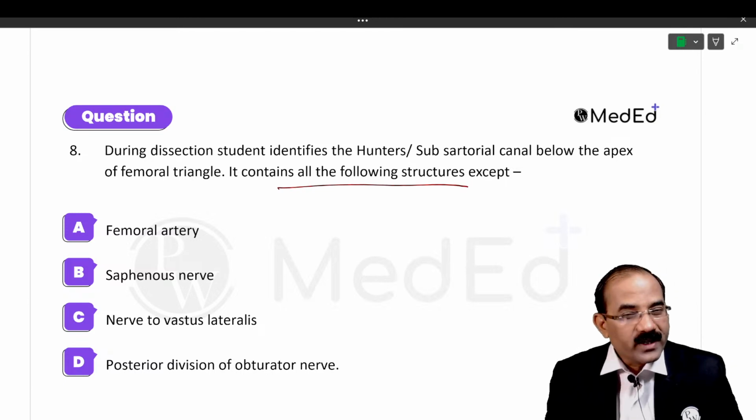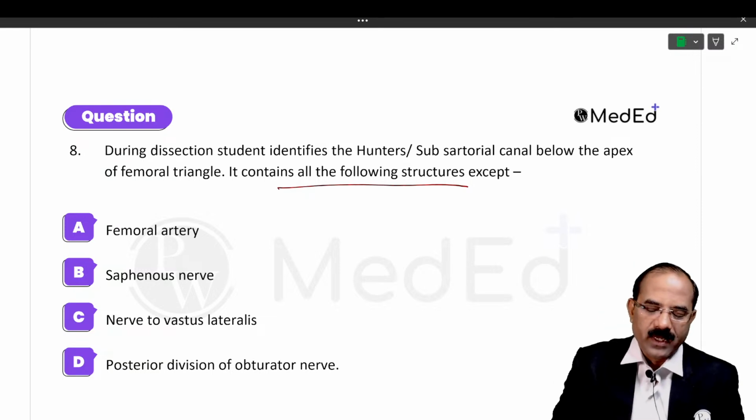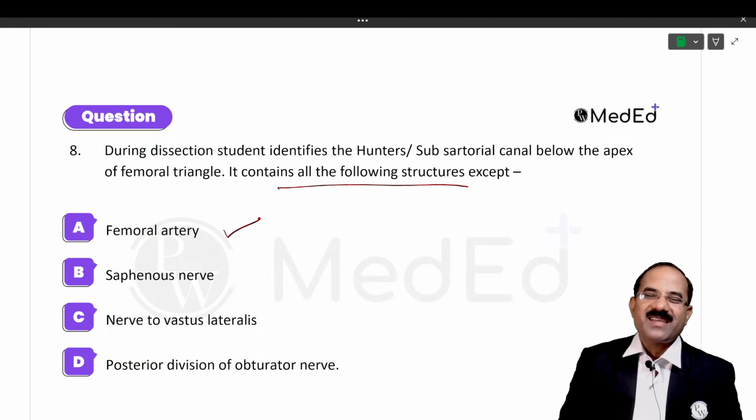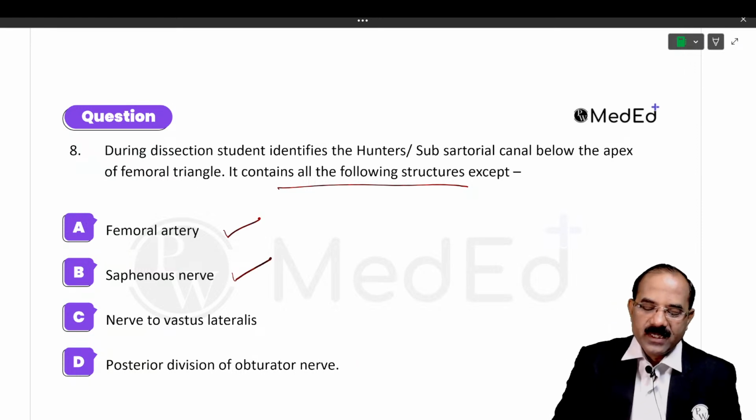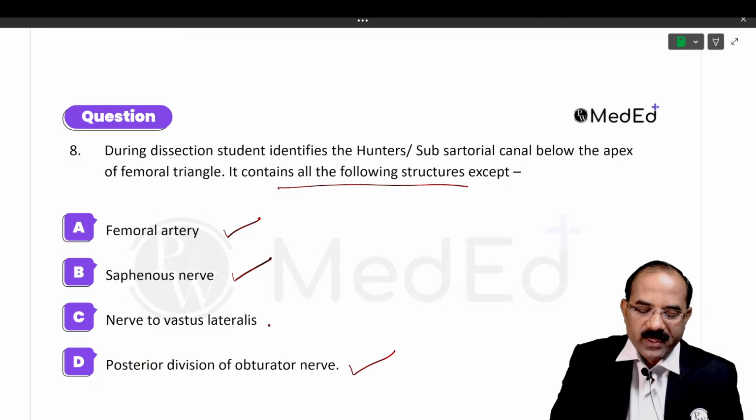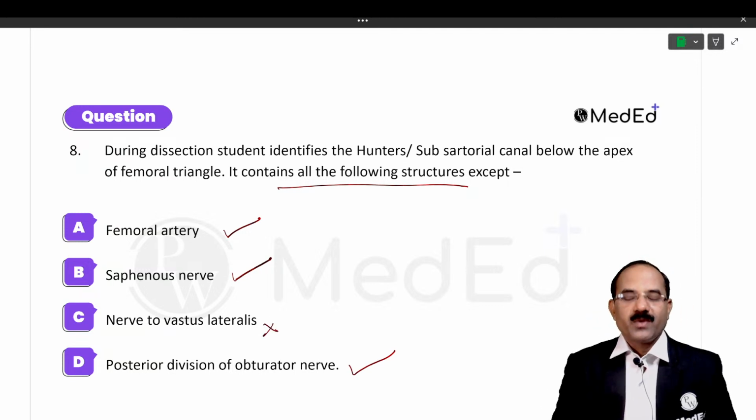So what are the contents of the adductor canal? Adductor canal, also known as the subsartorial canal. Femoral artery, yes. Femoral vein is also there with it. Saphenous nerve, yes. The posterior division of obturator nerve, yes. So who's not there? The nerve to vastus lateralis is not there in the hunter's canal, children.